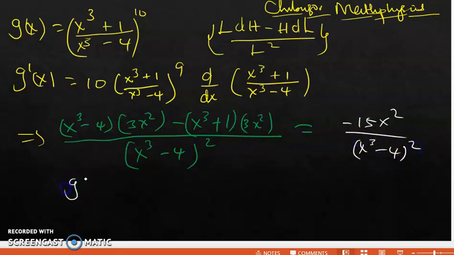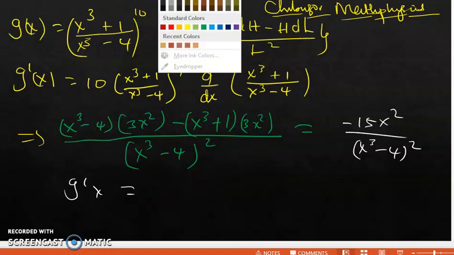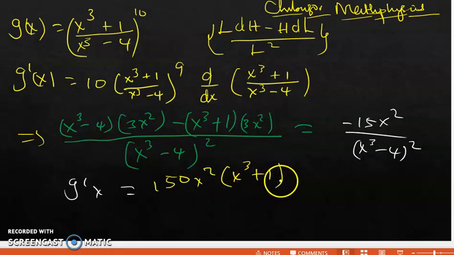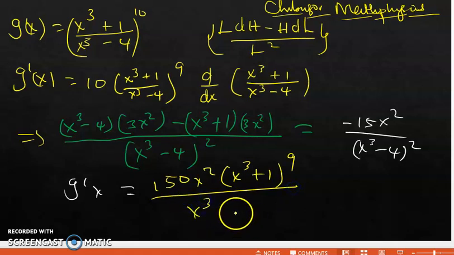So our g prime of x will simply be given by 150 x squared into x cubed plus 1 raised to the power 9, divided by x cubed minus 4 to the power 11.